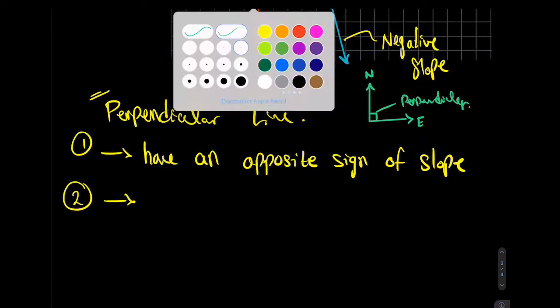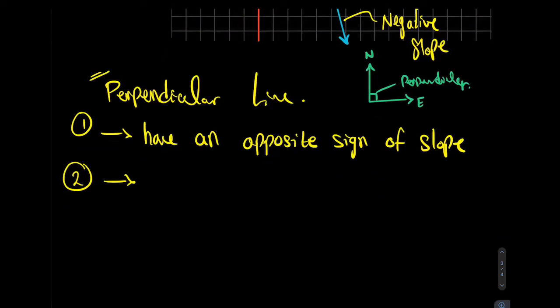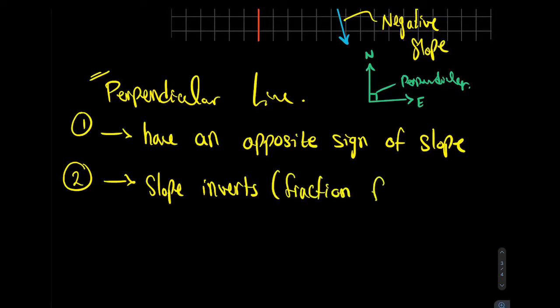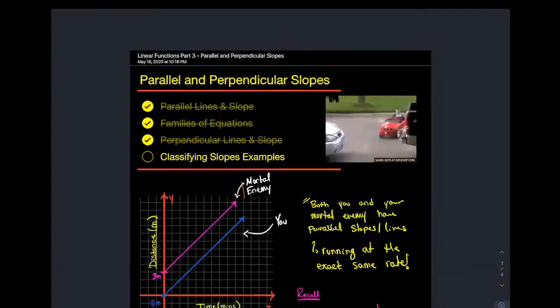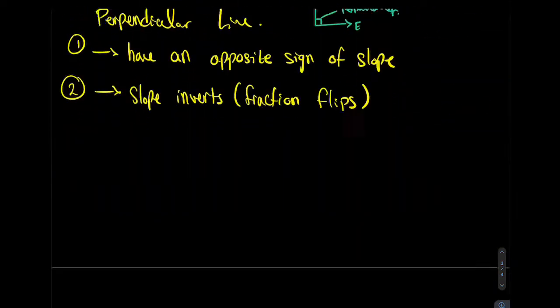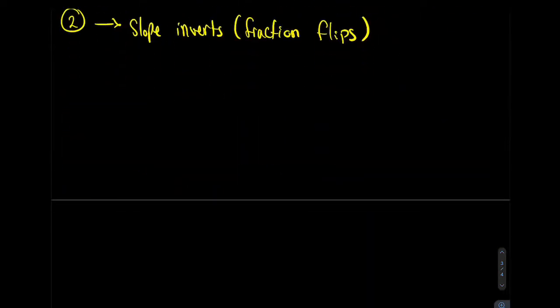So we could say that for a perpendicular line, the slope inverts, or we can think of it as the fraction flips. So let's look through a few examples with this, just to get an idea of what's going on here. And then that'll be it for this video. Let me just pull these examples up really quick. Okay, I think we're on example 2.